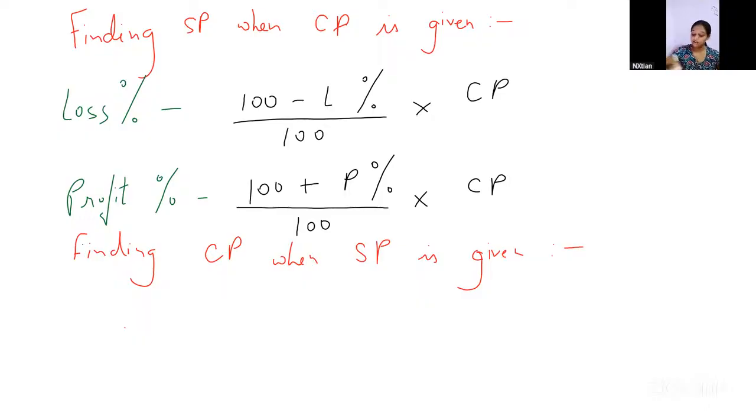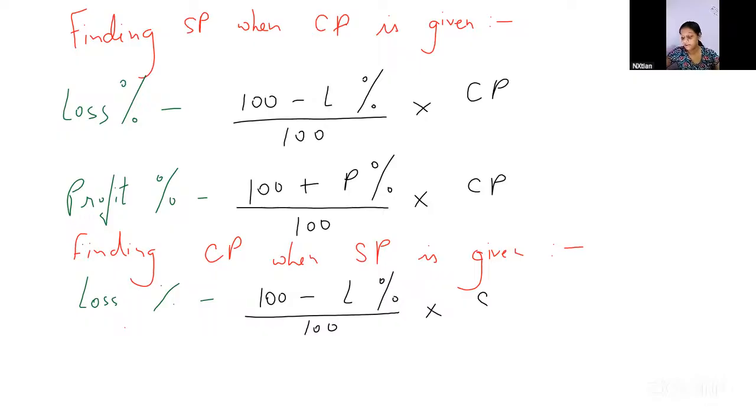Now for cost price, when selling price is given, you have to find the cost price. If you're having loss, loss percent becomes (100 minus loss percent) divided by 100 into selling price. The main thing remains the same: when CP is given, you multiply with CP. When SP is given, you multiply with SP.